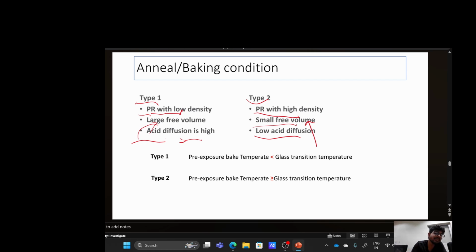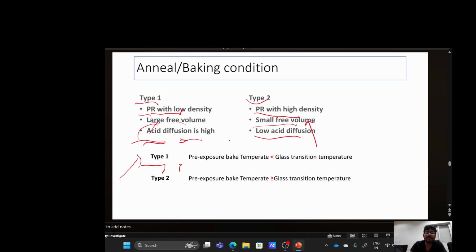And where does the acid diffusion come from? After exposure to light, the photoresist or sensitizer is converted from whatever it was to the acidic form. When we bake it, that acid diffuses, during the post exposure bake or the pre exposure bake. So how can you control that diffusion? With the temperature.